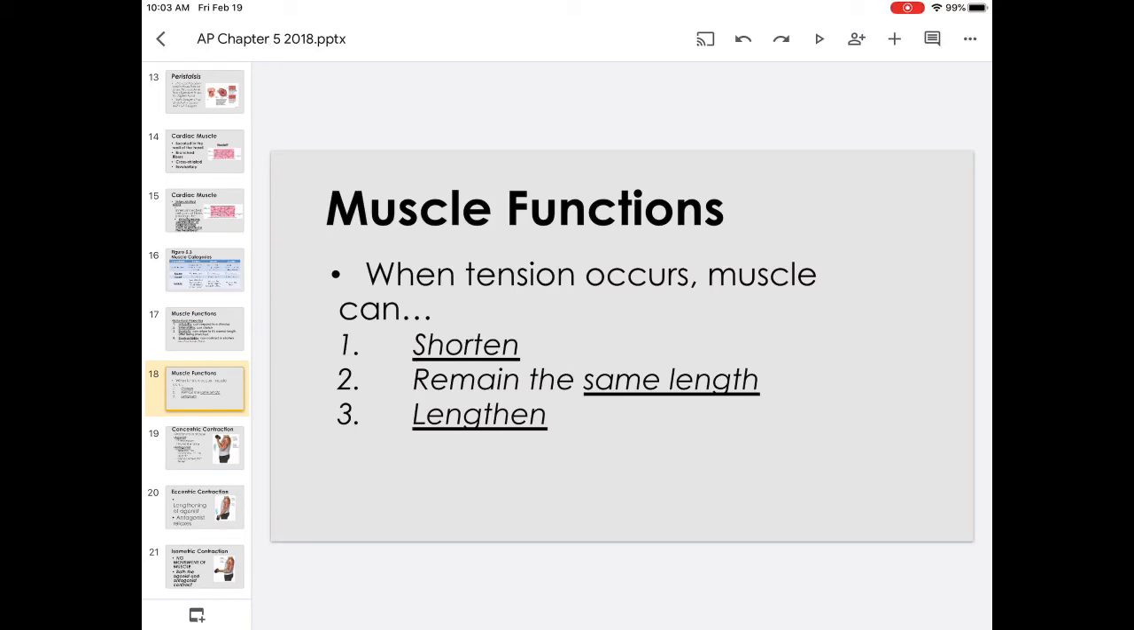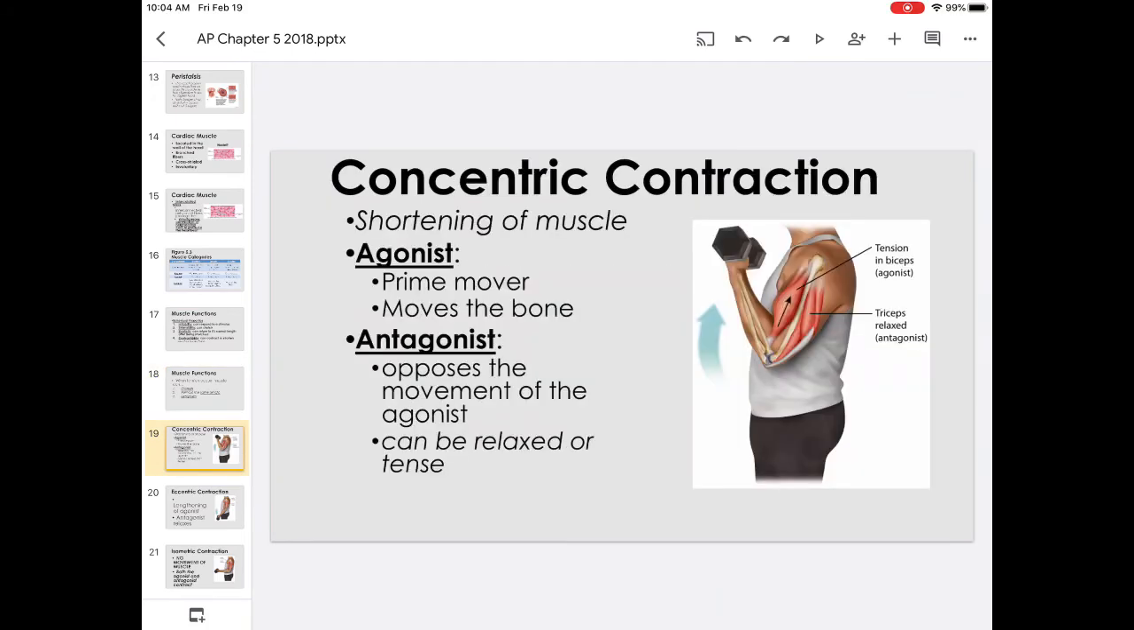When you have tension occurring, you can either shorten your muscles. A lot of times when you have tension, it doesn't mean that your muscles are only going to shorten, but they can shorten, they can remain the same length, or they can get longer. So when you have tension in your muscles, these are the three things that can happen. It doesn't necessarily mean they're tight, but it can also mean that they're longer or the same length. So it really depends on what you are referring to when you talk about tension occurring.